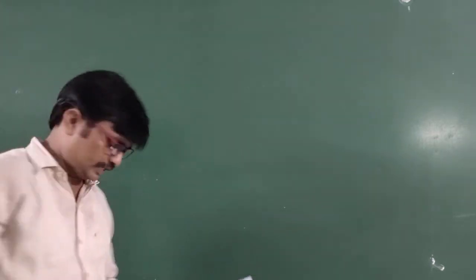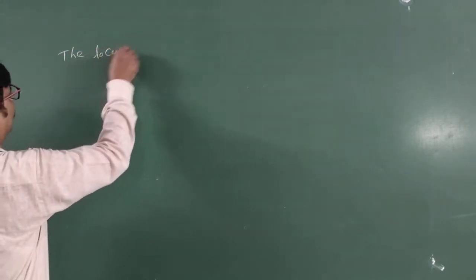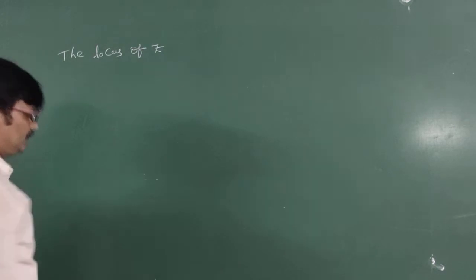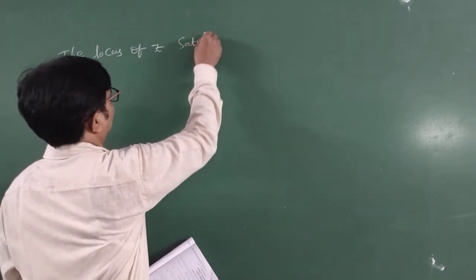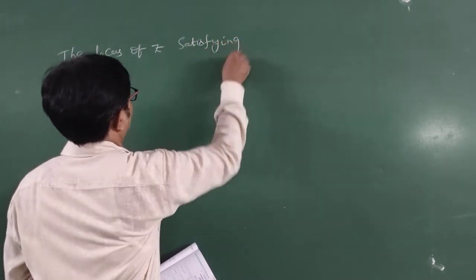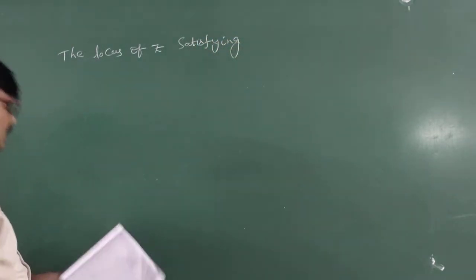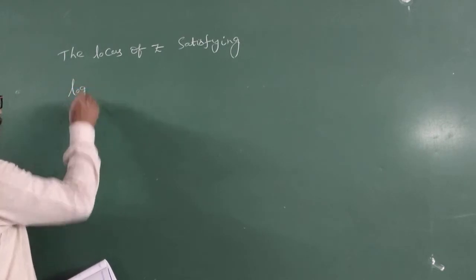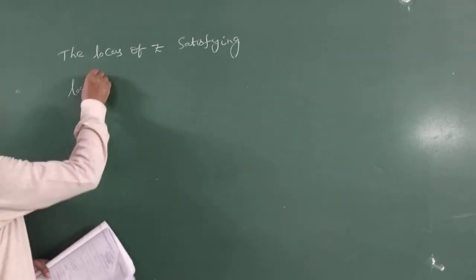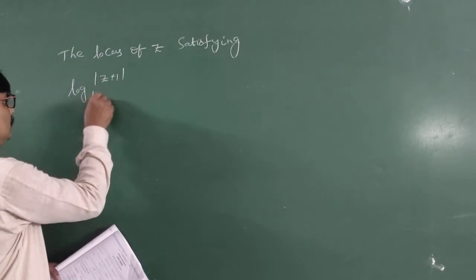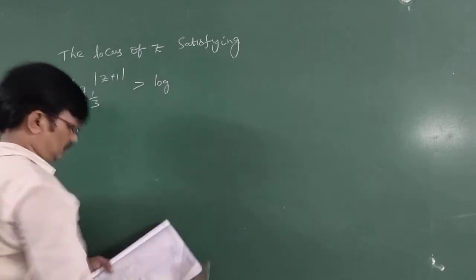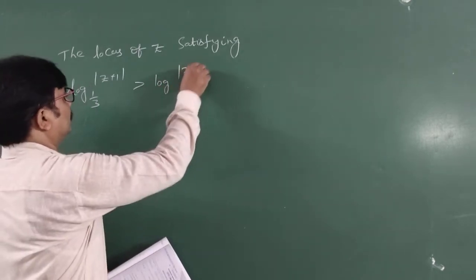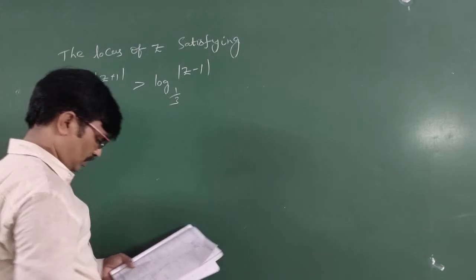The locus of z, my dear students, the locus of z satisfying the inequality ln modulus of z plus 1 upon 1 by 3 is greater than log mod of z minus 1 base 1 by 3.